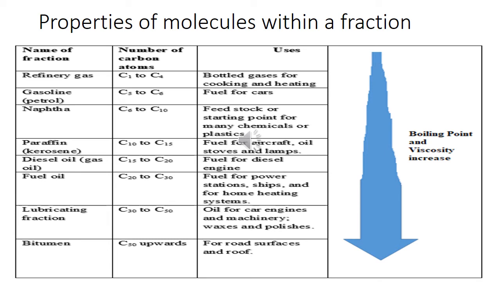Then the lubricating fraction. The number of carbon atoms is C30 to C50. Uses are oil for car engines and machinery, waxes and polishes. Last one is the bitumen, C50 upwards. The number of carbon atoms here is a very big chain. Uses are for road surfaces and rooftops. And on the right hand side, the arrow mark shows the boiling point and viscosity increases as you go down the table.